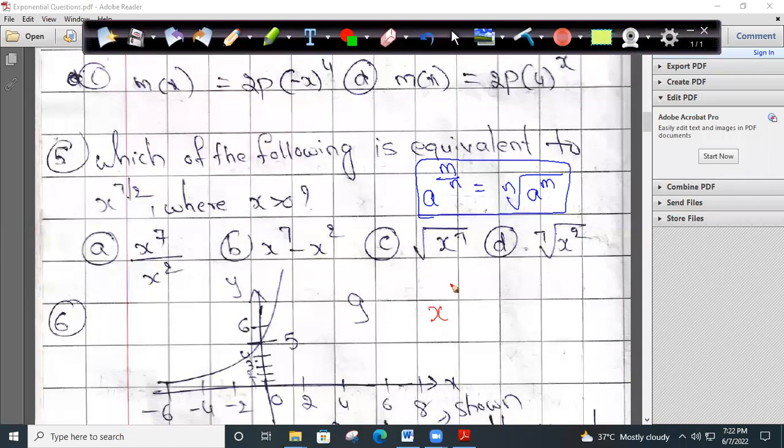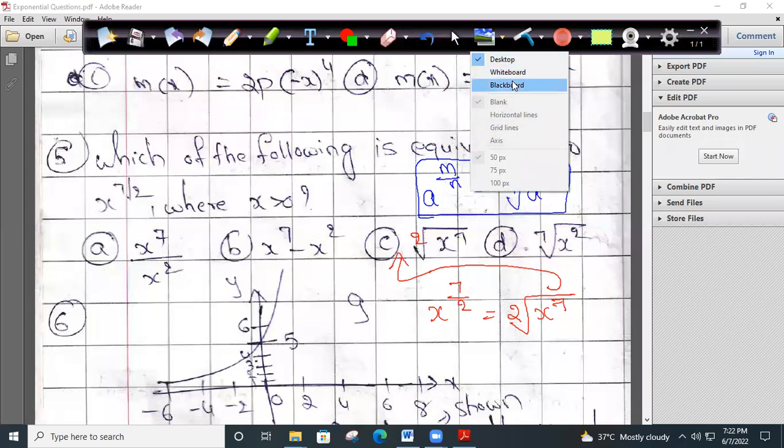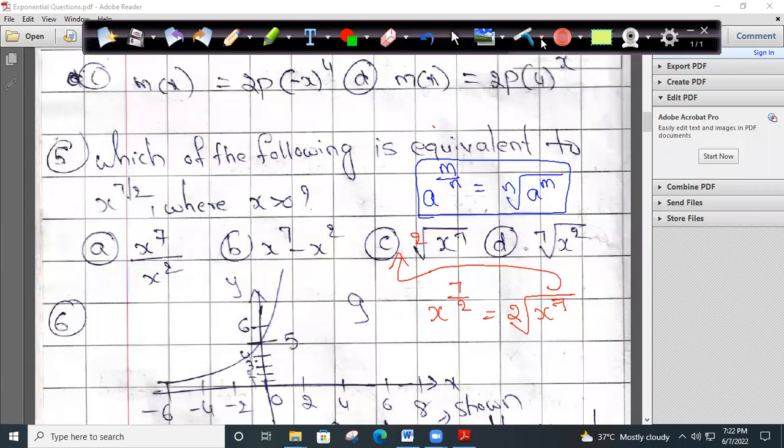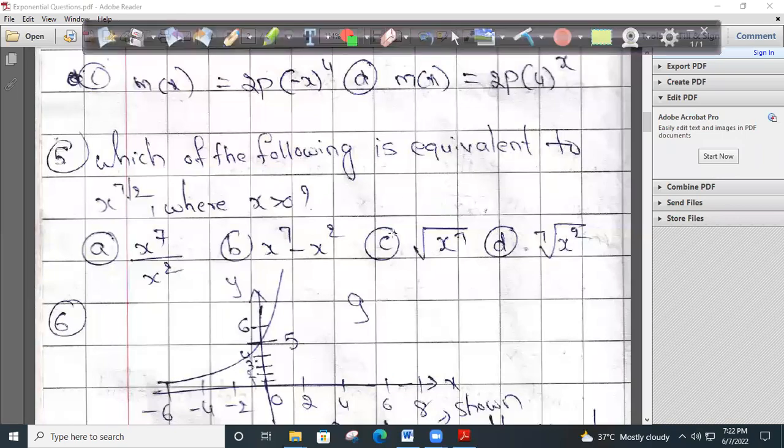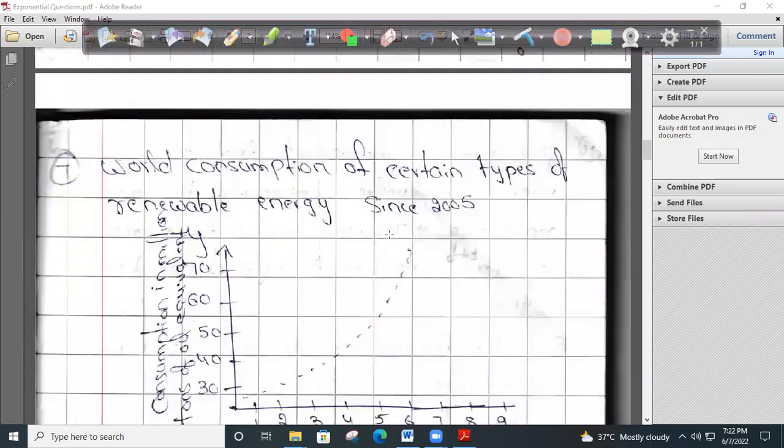So I need to write x power 7 by 2. X power 7 by 2 is written as square root of x power 7. If nothing is there, it means it is the same as square root. So clearly I can see C is my answer. So I'll happily mark C as my answer. Next model that you are going to get is based on these formulas: a power m into a power n, a power m by a power n, a power m by n. On these three wonderful formulas, definitely you are going to get one question.